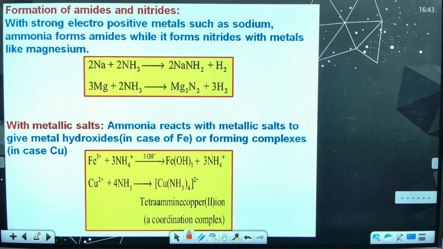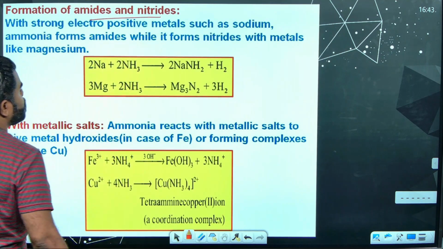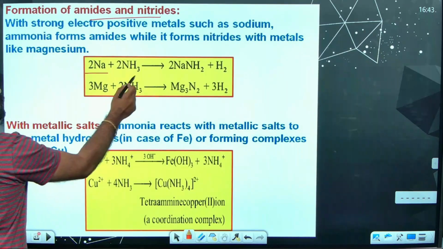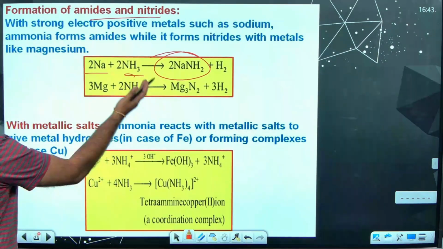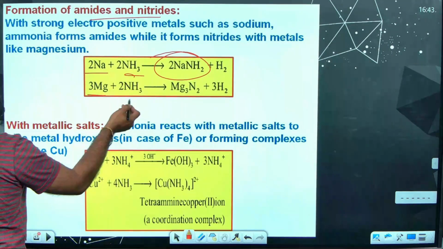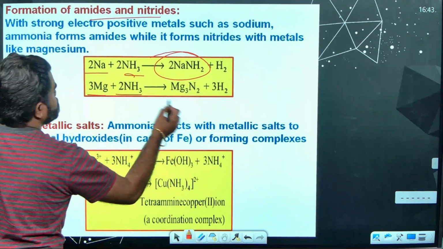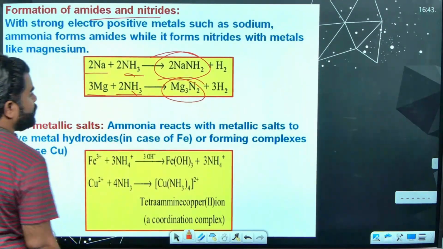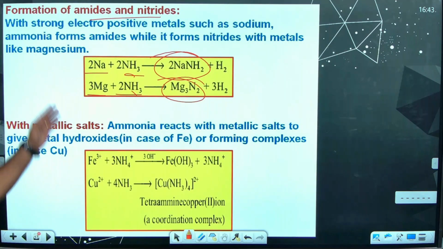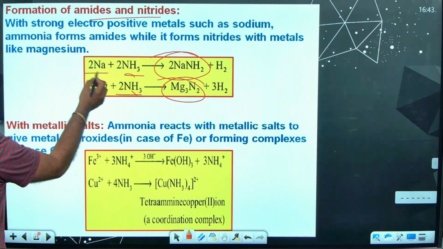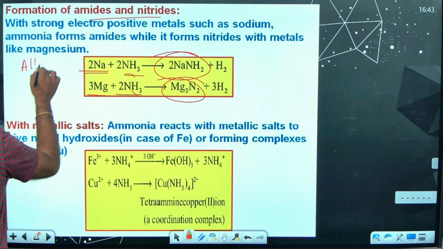Next, formation of amides and nitrides. Now active metals like sodium, when ammonia reacts with them, we get sodamide. It forms an amide. Like magnesium, when treated with ammonia we get magnesium nitride. So you get amides as well as nitrides with the respective metal. Sodium is an alkali metal.